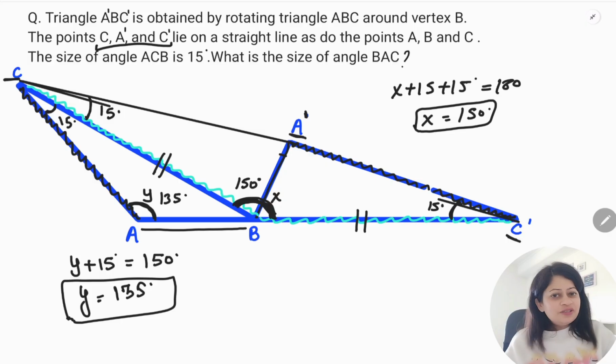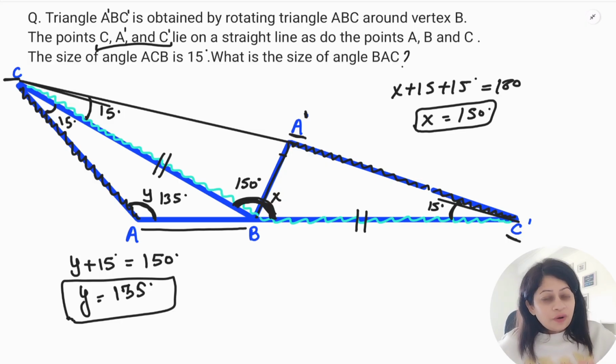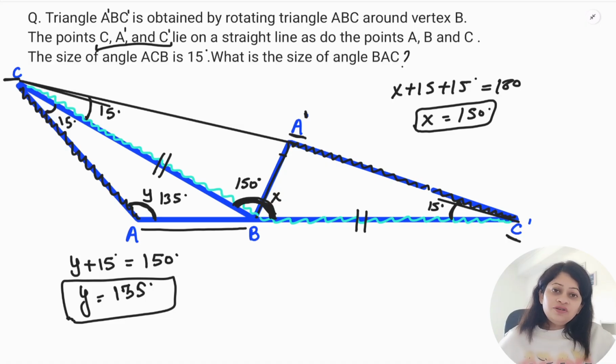So I hope you understood this. This was not hard. We just need to apply our knowledge to these types of questions, right? We know the angle sum property. We know the property of an isosceles triangle. We know the exterior angle property. We just need to apply this knowledge to this question, to any question we get, right?